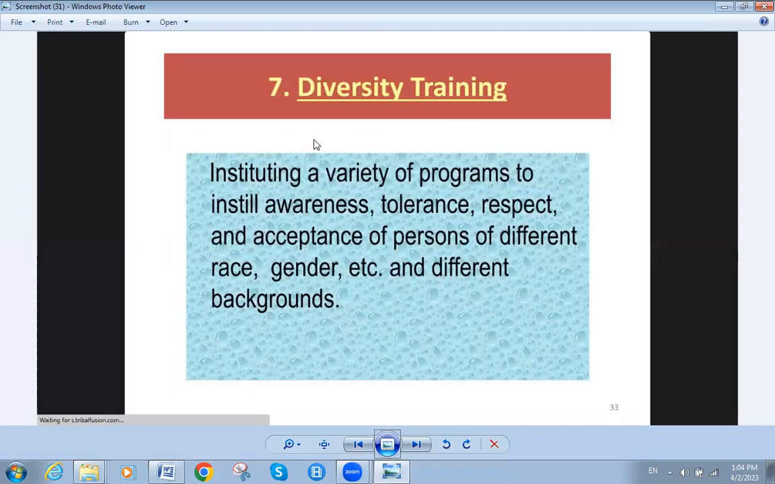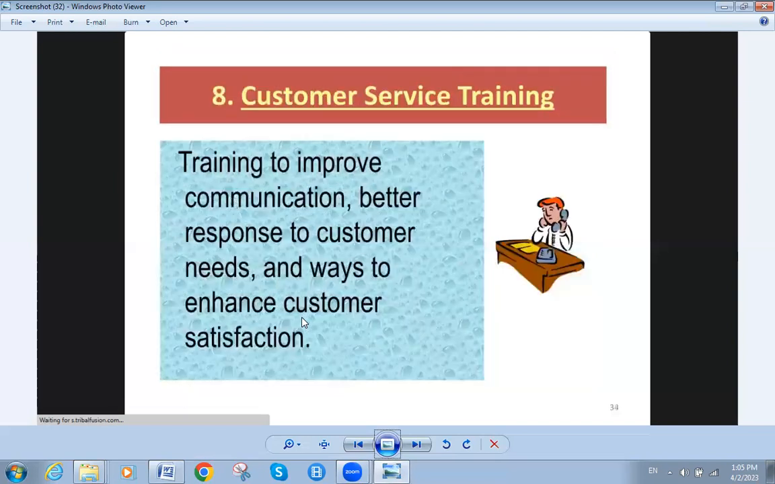We also have diversity training. Diversity means different types. It involves instituting a variety of programs to instill awareness, tolerance, respect, and acceptance of persons of different race, gender, and backgrounds. So here, as I'm telling you, it is about the diversity of people. You need training to make all of them accept the cultures of the others.